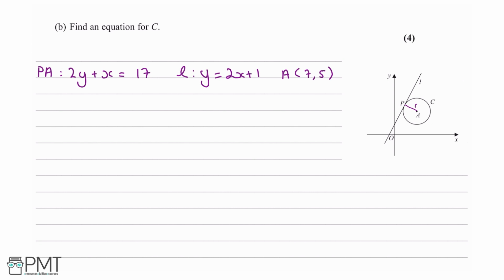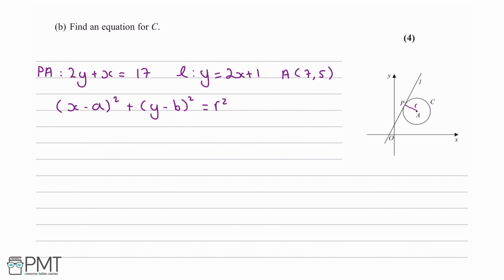So to find an equation for C, we first need to recall what form C will take. So C is a circle, which means the equation it takes is x minus some center squared plus y minus some other, the y coordinate of the center, equals the radius squared. Okay, so to solve this, we need to find the center of the circle and the radius.